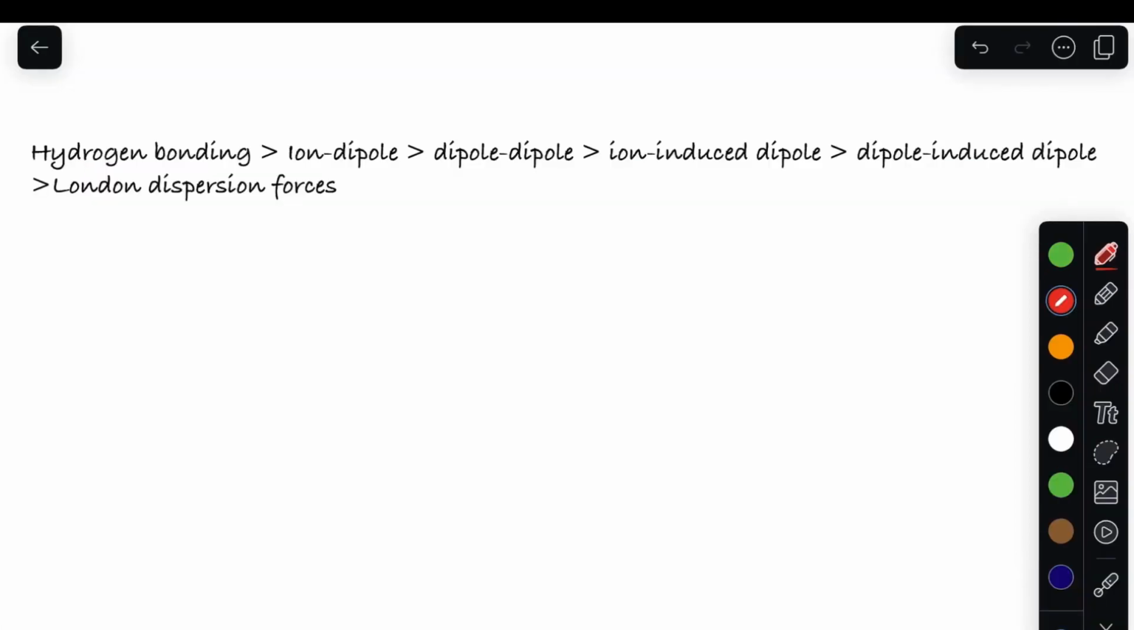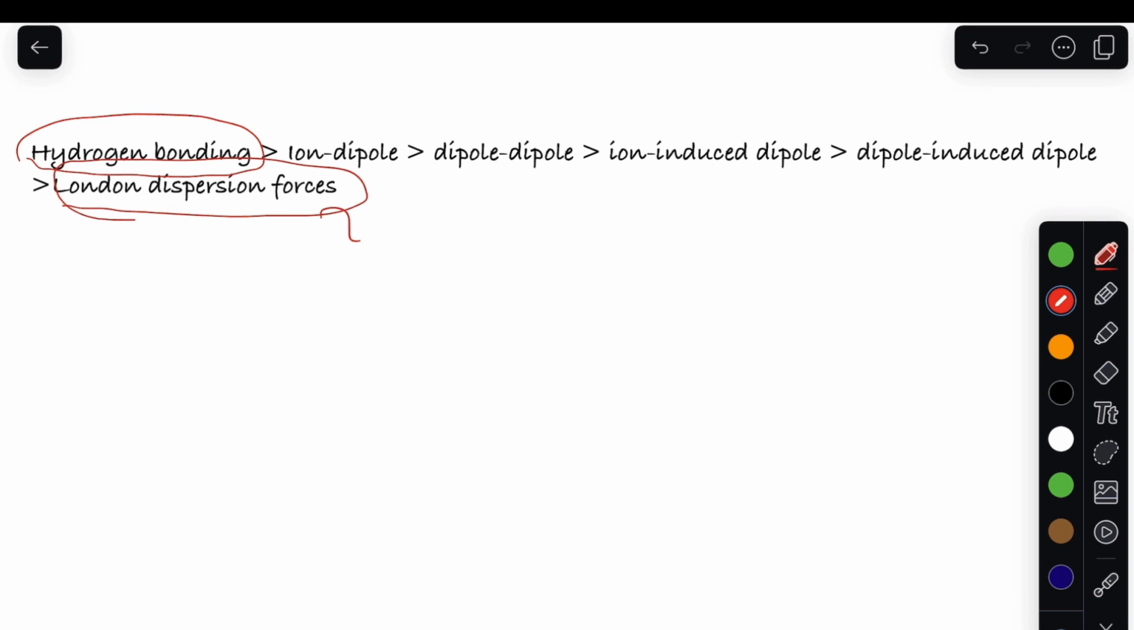Now the strength of the intermolecular forces, guys. I ranked them according to the strength of the intermolecular force. The one that has the greatest intermolecular force, the strongest, is hydrogen bonding, and the one with the lowest intermolecular force is the London force. Remember, the London force is between non-polar and non-polar. I ranked them from the highest to the lowest, in descending order of strength.